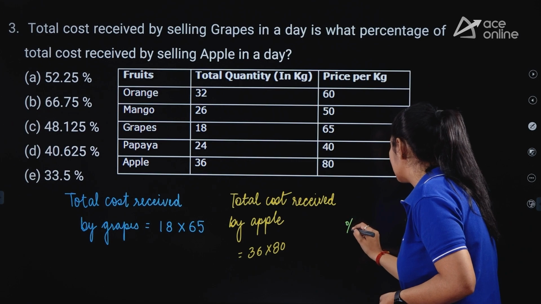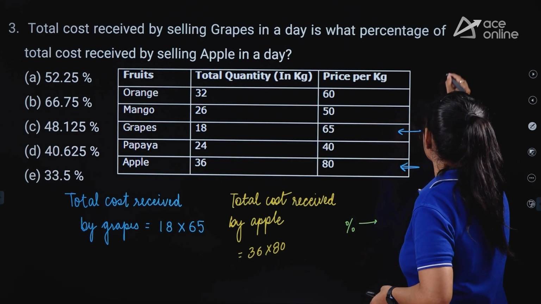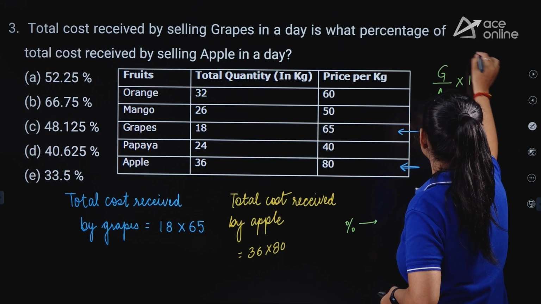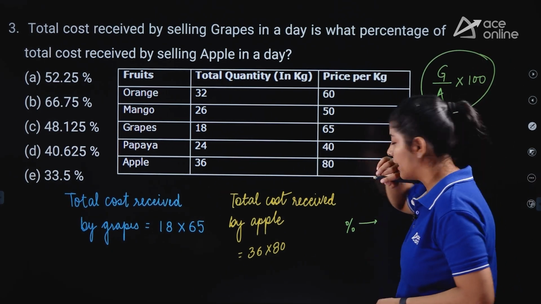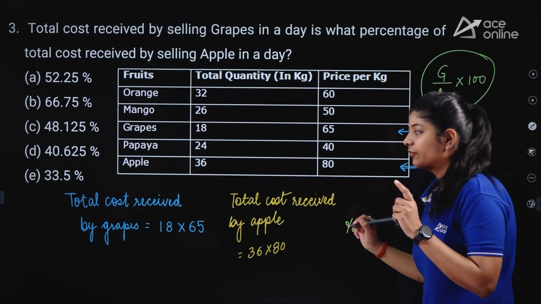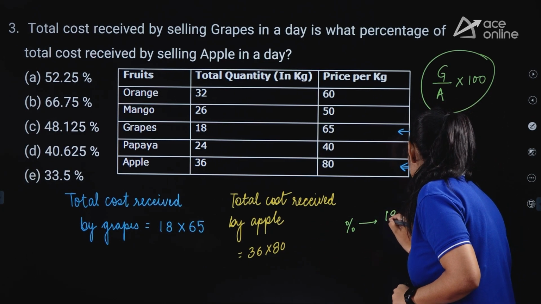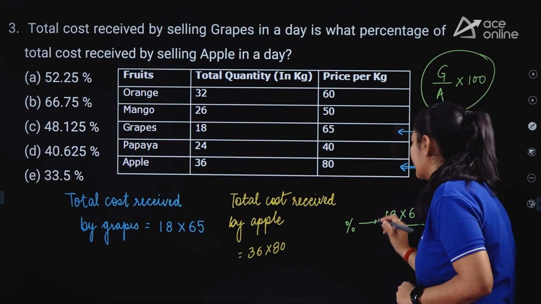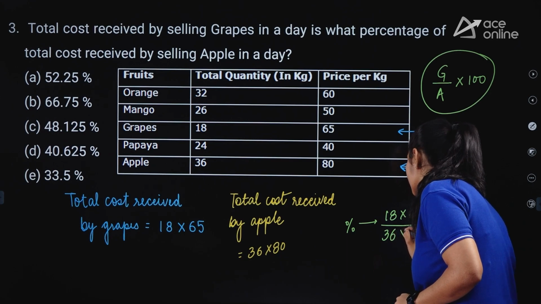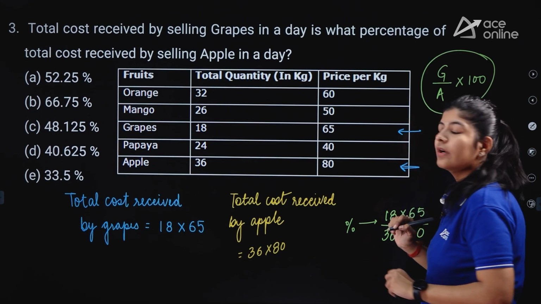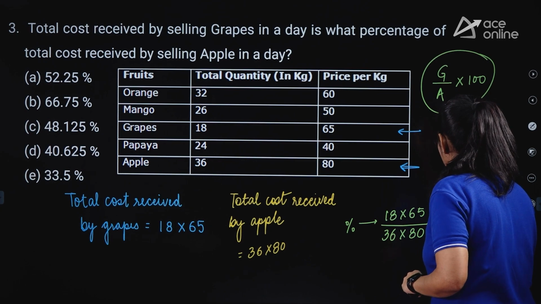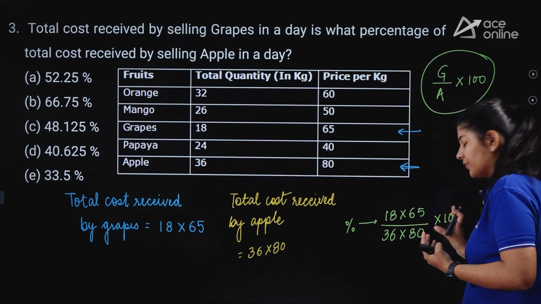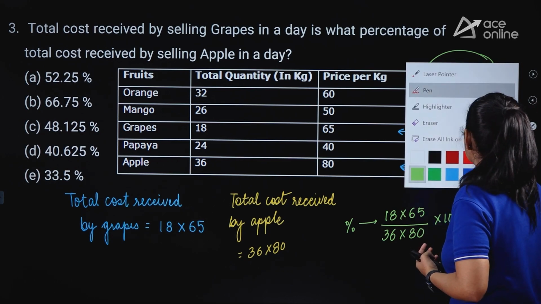So for the percentage, we do grapes by apple into 100. This will give us the answer. From the grapes we are getting 18 into 65, and here we are getting 36 into 80. And we have to multiply it by 100 because we need to convert the fraction into a percentage, right?